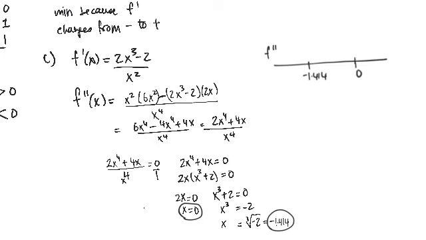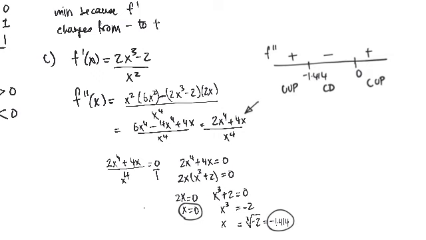And we now need to check test points. So we're looking at this equation right here and putting in points, and you're going to find when you do that, that f double prime will be positive here, and negative here. So that means the function will be concave up here, and concave down here.